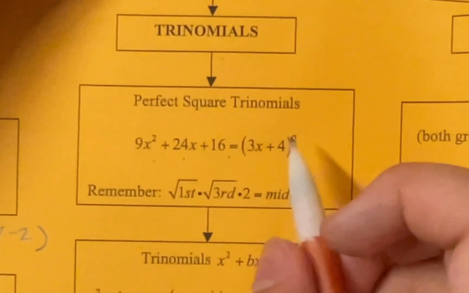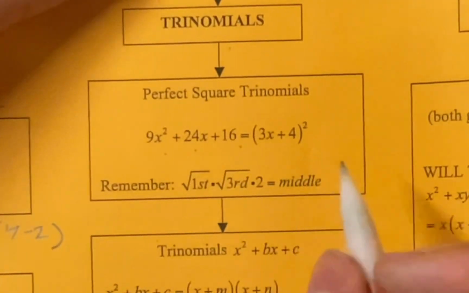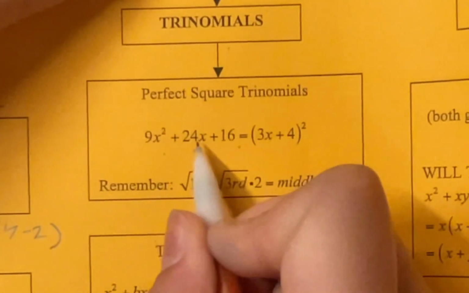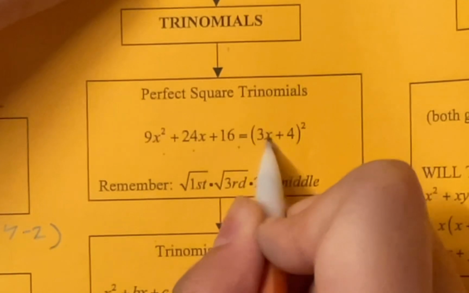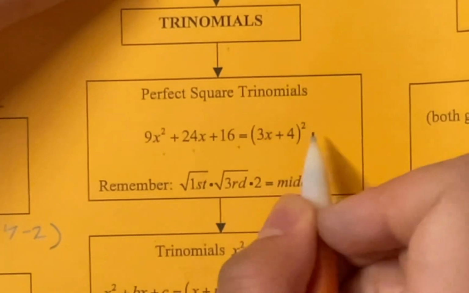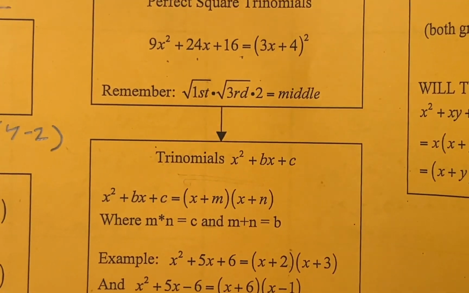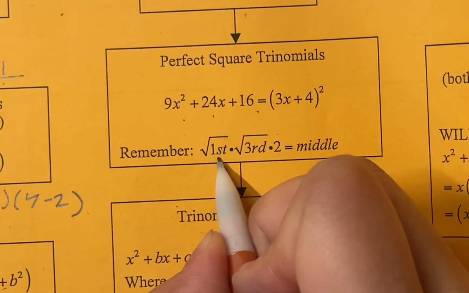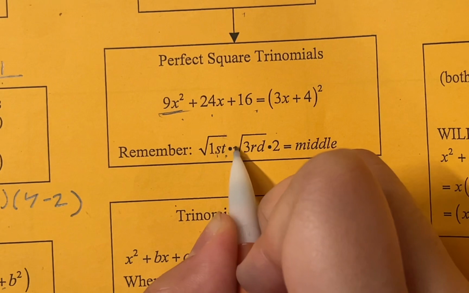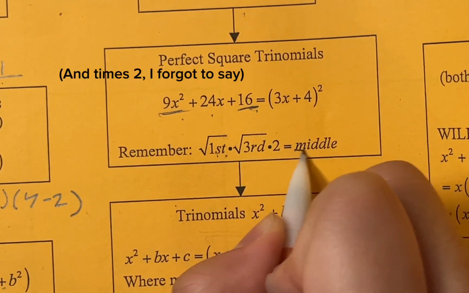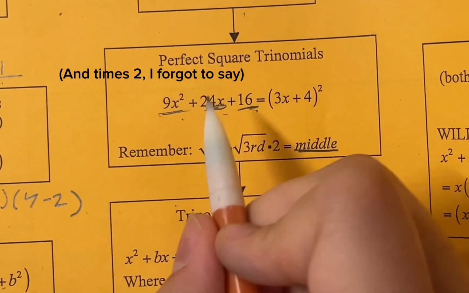So for perfect square trinomials, this is an example here: 9x squared plus 24x plus 16 equals (3x plus 4) squared. There's a couple different ways that you can look at this, but down here, it's telling you that the square root of your first term times the square root of your third term is going to give you your middle term. So we can check that too.